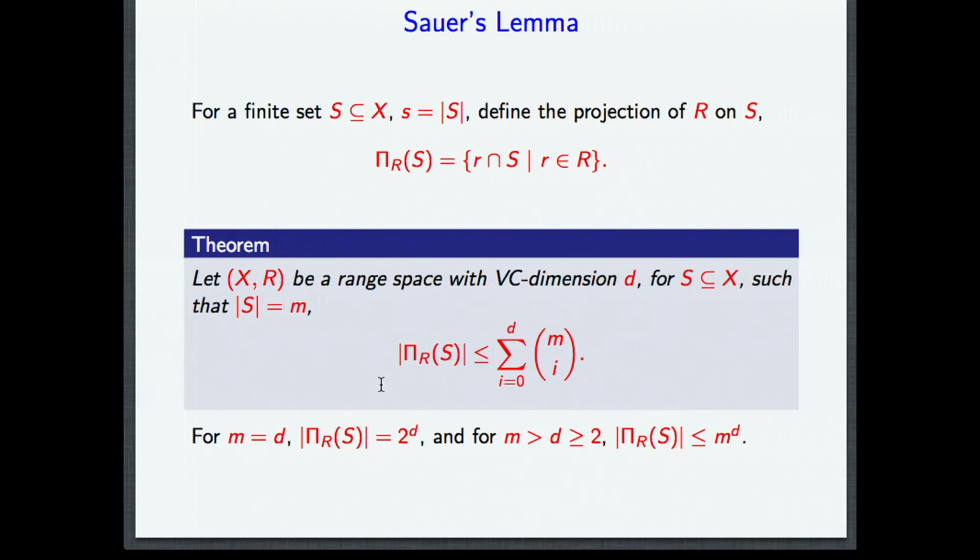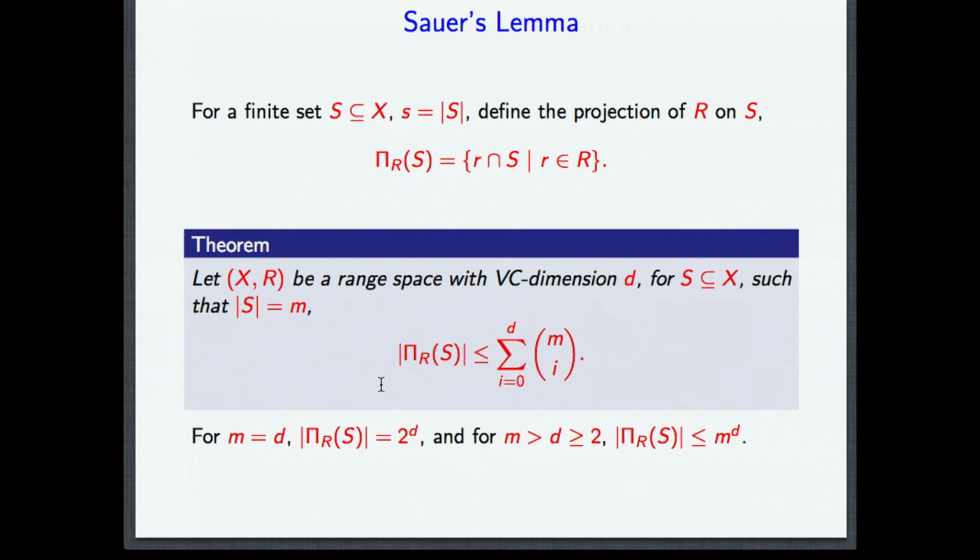Okay, but the important thing of the Sauer lemma is that as we go beyond D, the size of the projection grows not exponentially, but polynomially. So it goes polynomial in D. Okay. So this is the crucial way we're using the VC dimension.